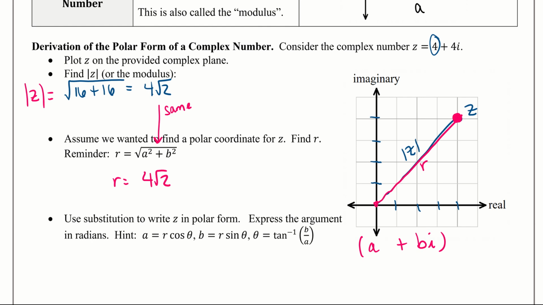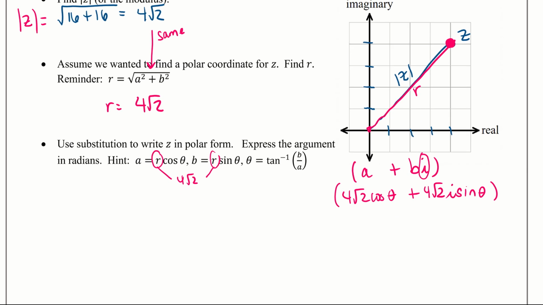Well, a is r, which is 4 root 2, so in other words, this would be 4 root 2 times the cosine of theta, plus 4 root 2 I, I'll just put the I in front of the trig function just so that I don't get confused about what the argument is, 4 root 2 I sine theta. That's essentially what we're going to do, but we are going to need to figure out what theta is. Remember, r is, for both of these, 4 root 2. So the question is, what is theta?